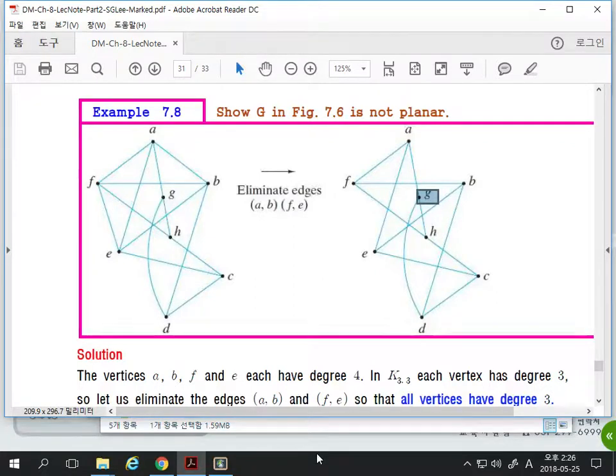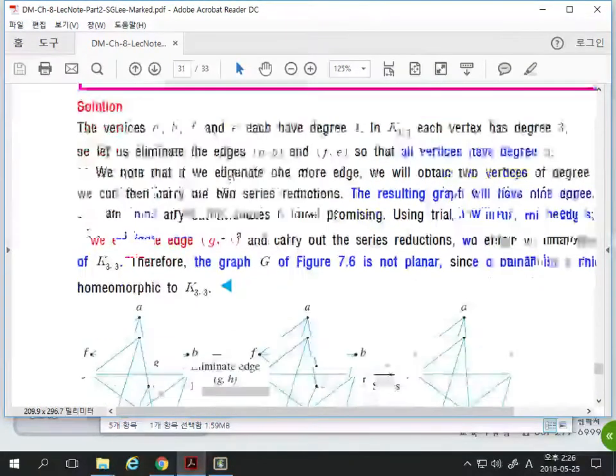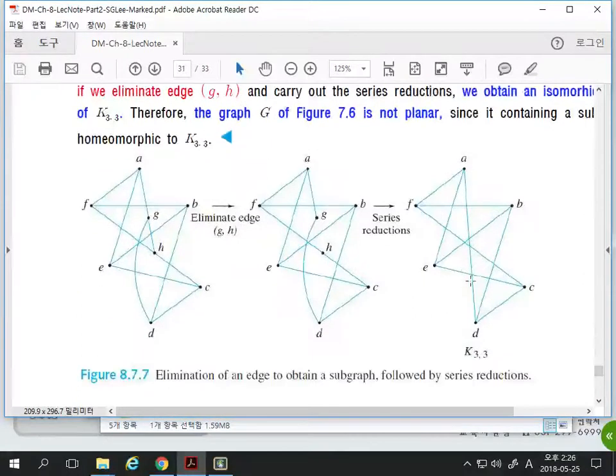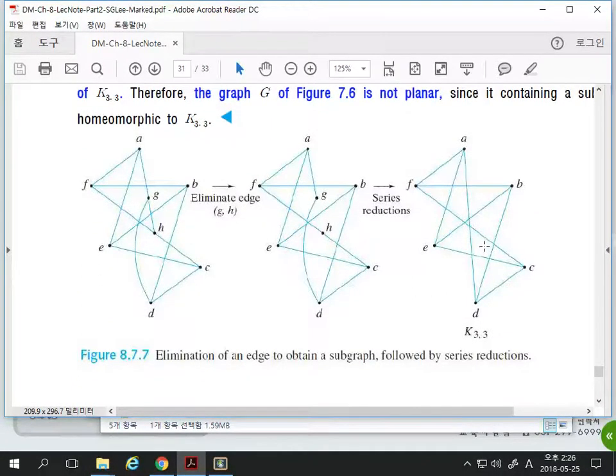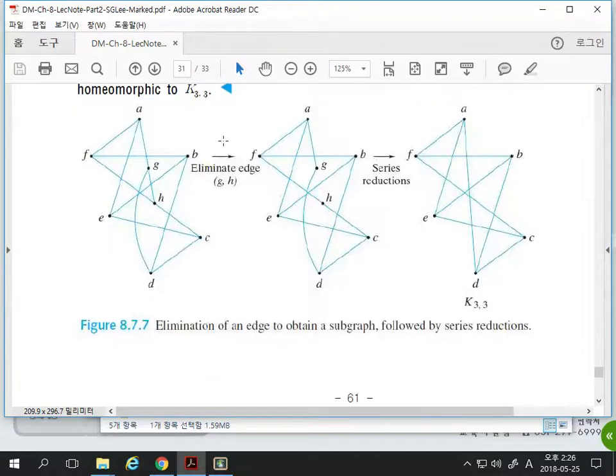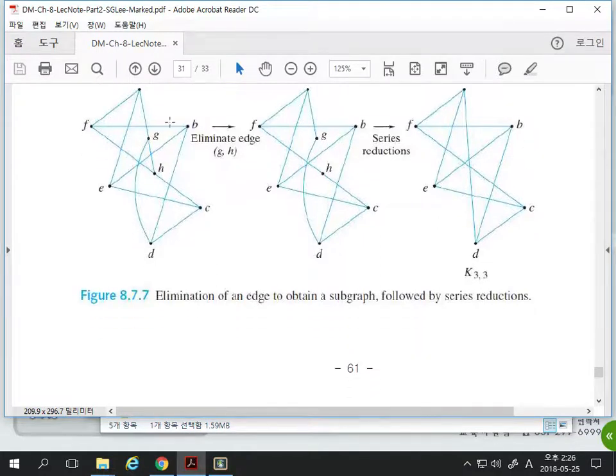So this graph cannot be a planar graph. That's the proof. Okay? This is the explanation that I gave you. This is a complete bipartite graph, K33. So, since this graph has a subgraph homeomorphic to K33 in it, this graph cannot be planar.